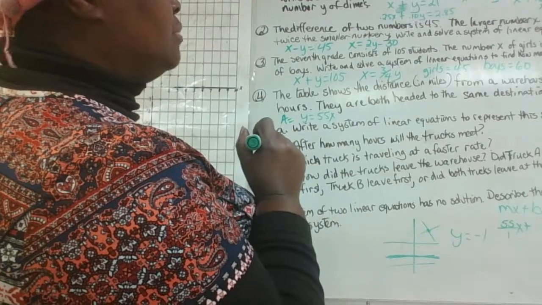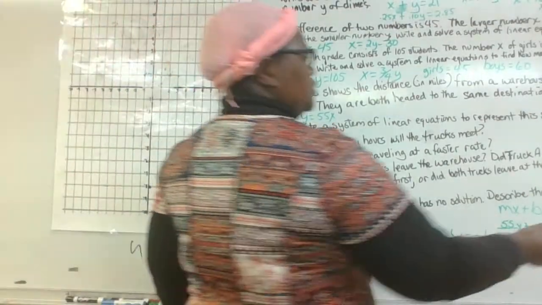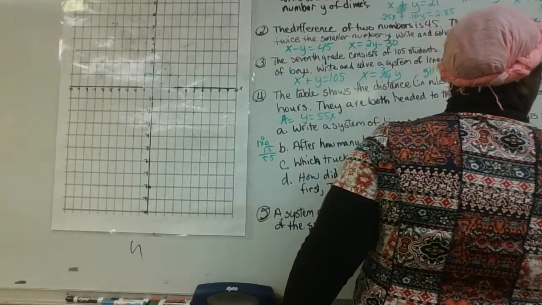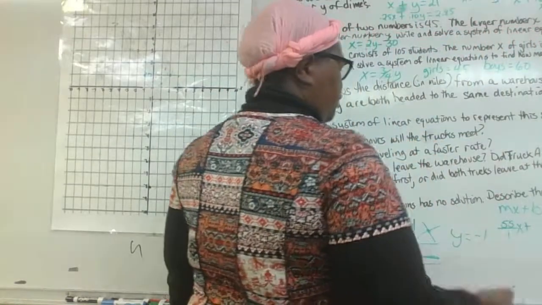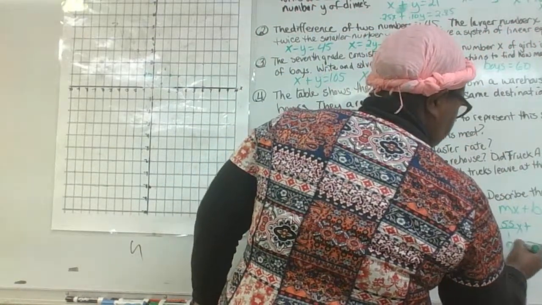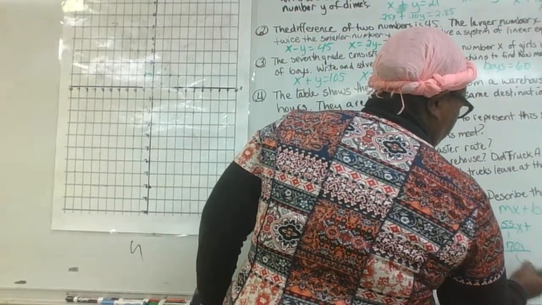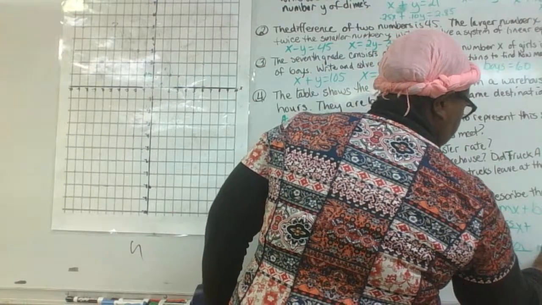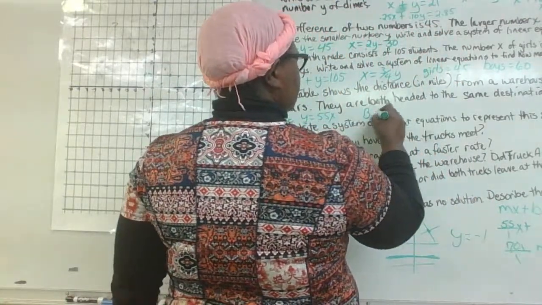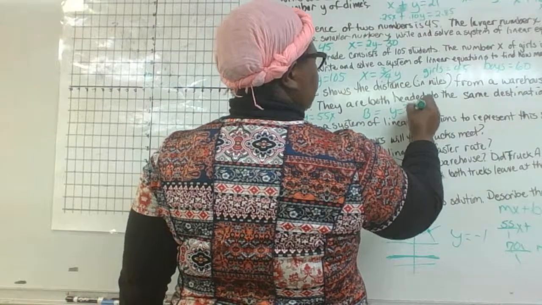All right, so let's look at truck B. The difference in truck B is 70. Each time is 70. So for truck B, it is 70 over 1. So that is 70. So truck B is y is equal to 70x.